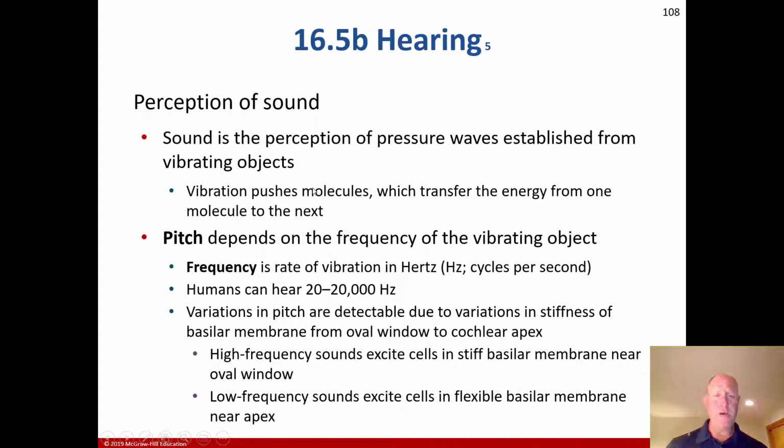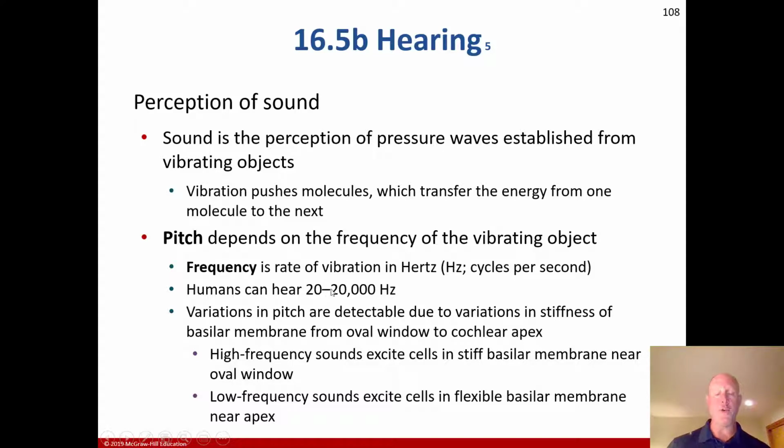The perception of sound. Sound is a perception of pressure waves established from vibrating objects. This concept of pitch and frequency and decibels and all that, you will need to know this on your final exam. This whole section, the next couple slides here. Vibration pushes molecules, which transfer the energy from one molecule to the next. Pitch depends on the frequency of the vibrating object. Frequency is the rate of vibration in hertz, and hertz is cycles per second.